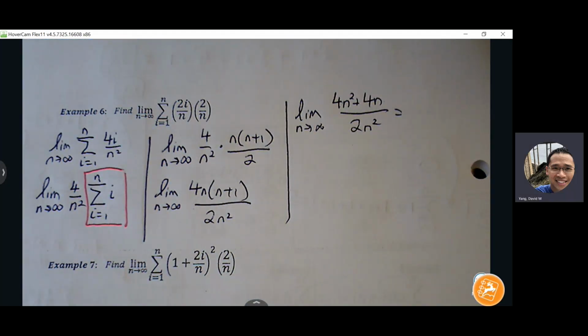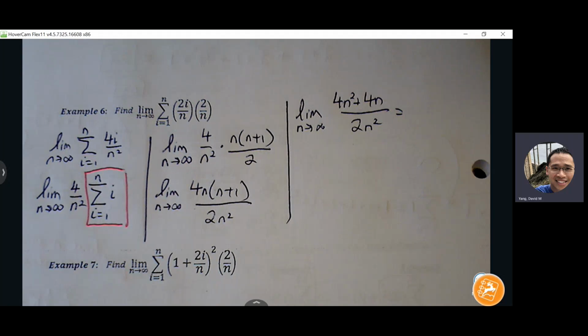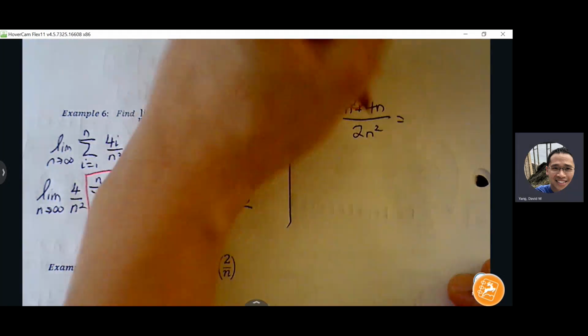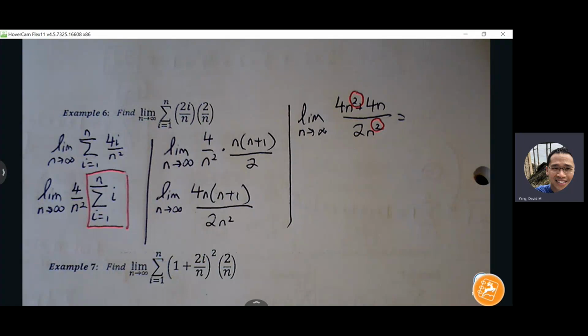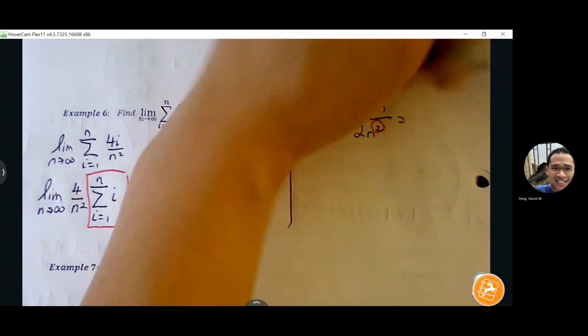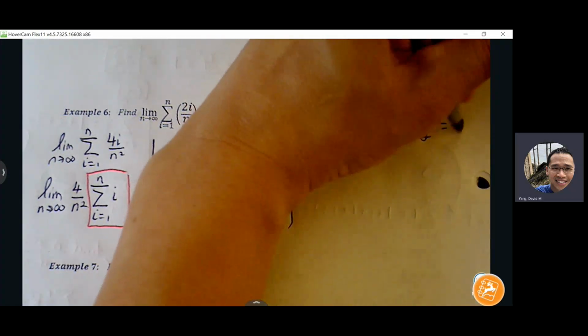Okay, so now things are much more clear, right? What's my limit going to be? Just 2, right? My degrees are the same, so I'm just going to look at my leading coefficients. 4/2 is equal to 2.